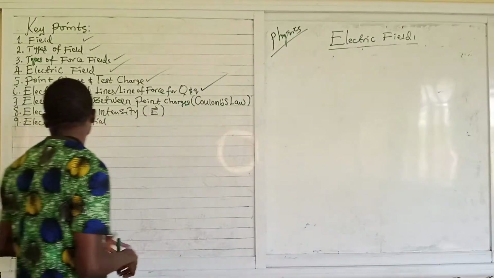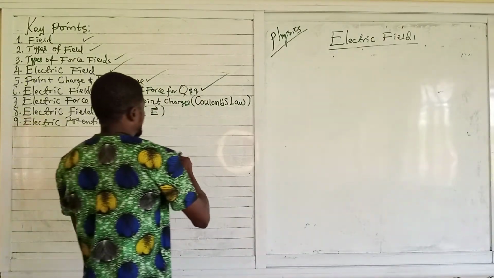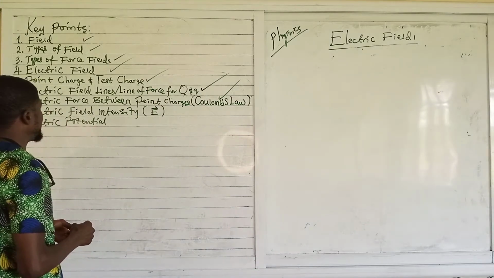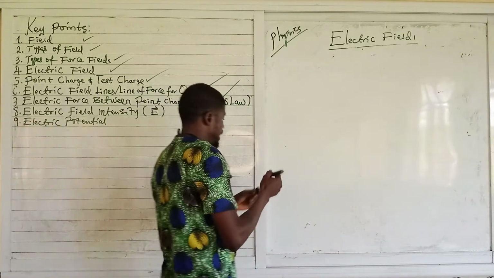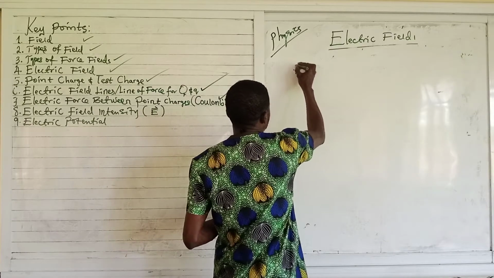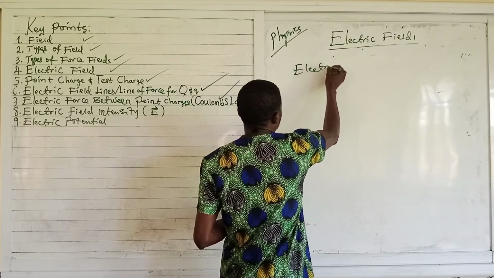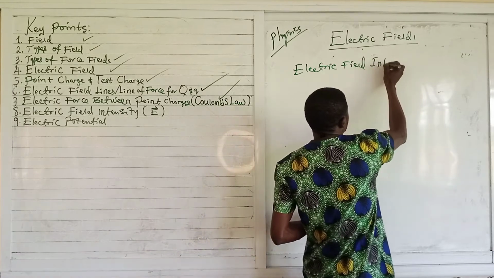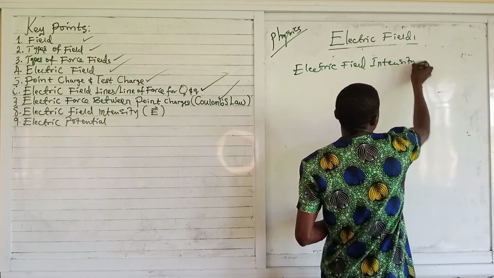We are done with Coulomb's law. We want to quickly look at electric field intensity.